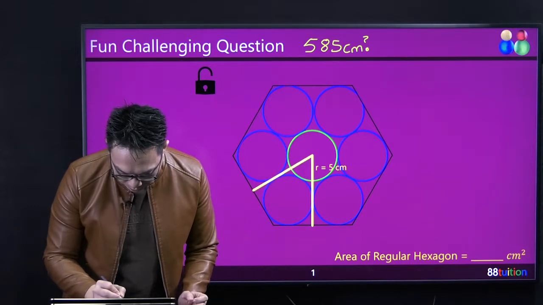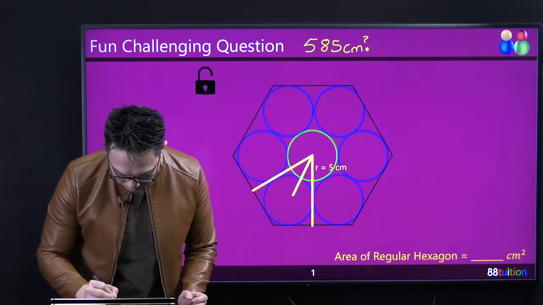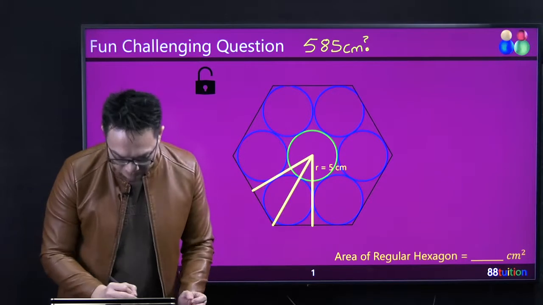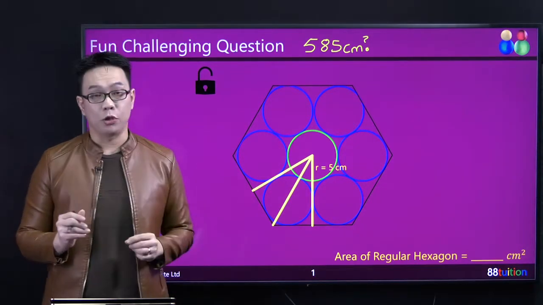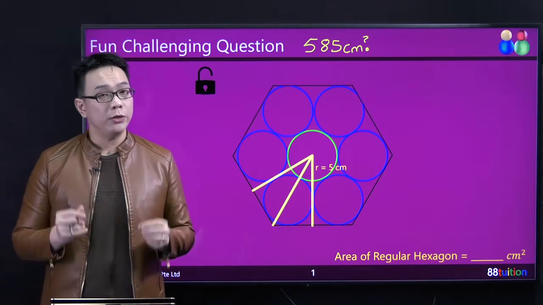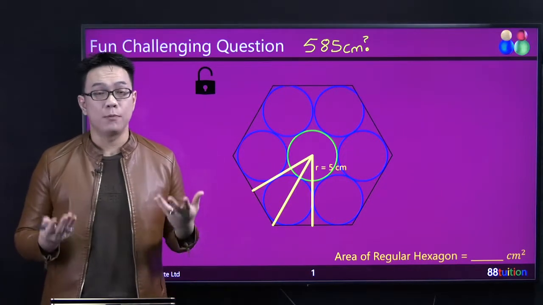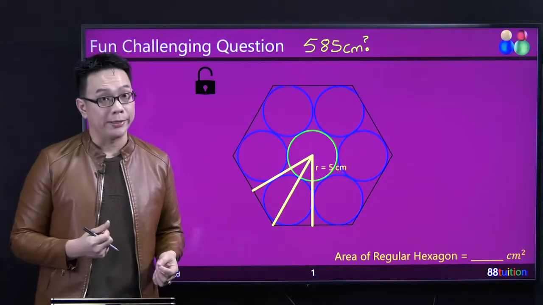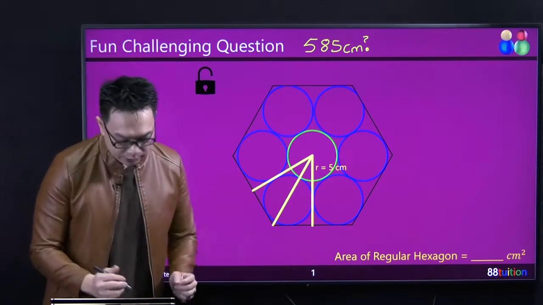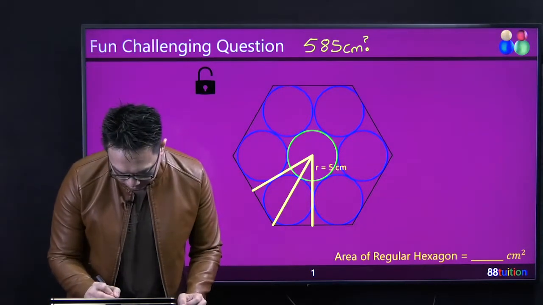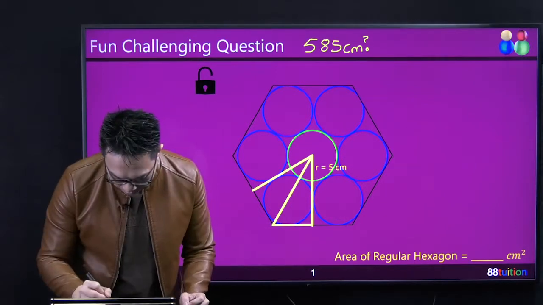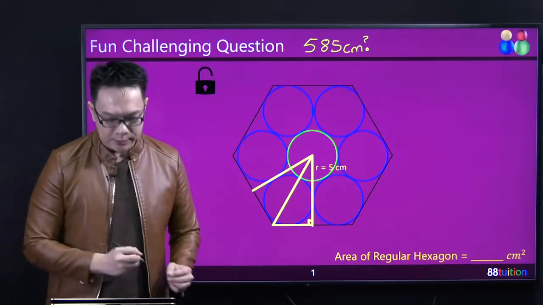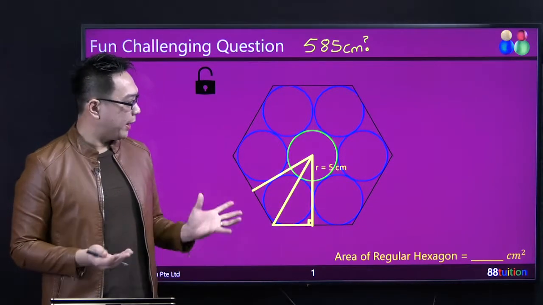Can I draw another one here from the center towards the corner like that? I did say that this question is linked to topics like similar triangles. So try to form some similar triangles, try to form some right angle triangles because it might link to Pythagoras. Can you see that there is a right angle triangle here already? So this portion is a right angle triangle.